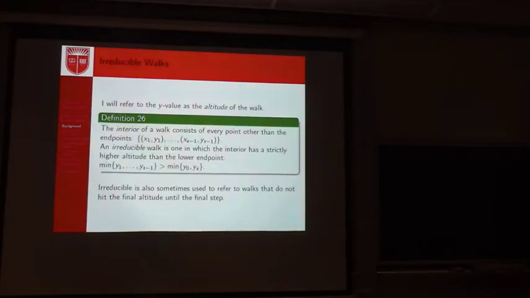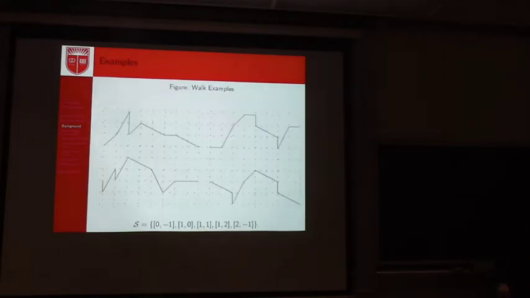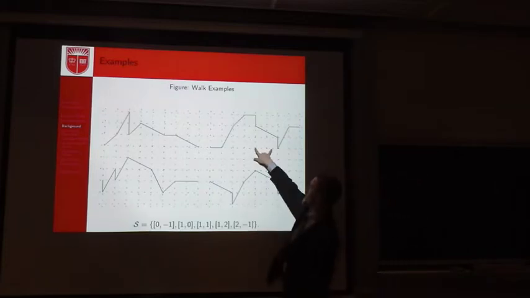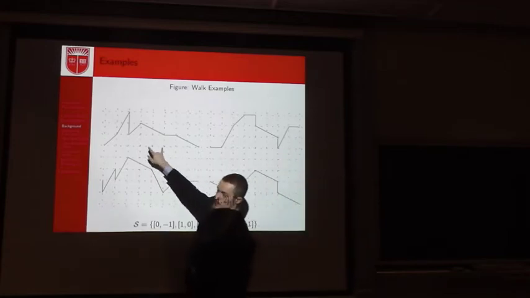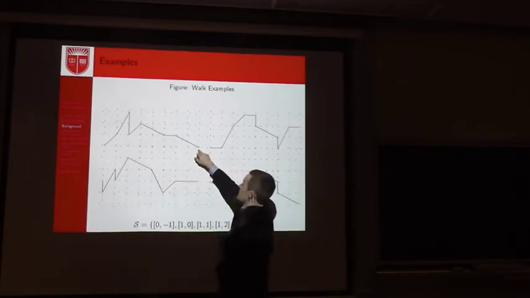Some other definitions. I'm going to refer to the y value as the altitude of the walk, and the interior of a walk consists of all the points other than the endpoints. An irreducible walk, for most of the cases that I looked at, I considered to be one where the interior has strictly higher altitude than the lower endpoint. So this is not irreducible because this point is back on 0. But this is considered irreducible because we never touch the axis until the end.